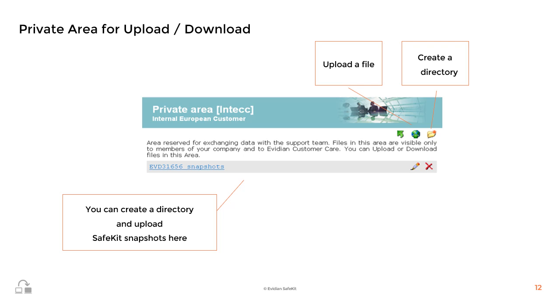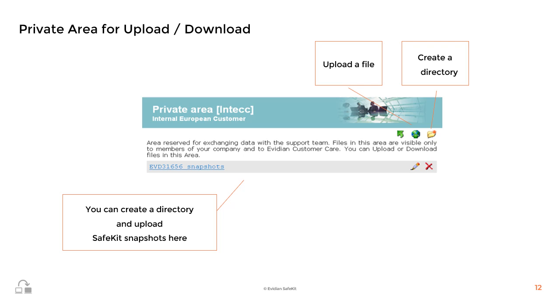The private area interface is presented in this figure. As you can see, there are buttons to upload a file or create a directory. In the example, a directory has been created and the module snapshots have been uploaded inside. This interface allows you to organize your files efficiently and ensures that all necessary documents are easily accessible for support and troubleshooting purposes.